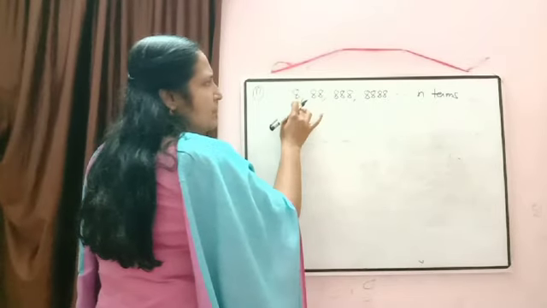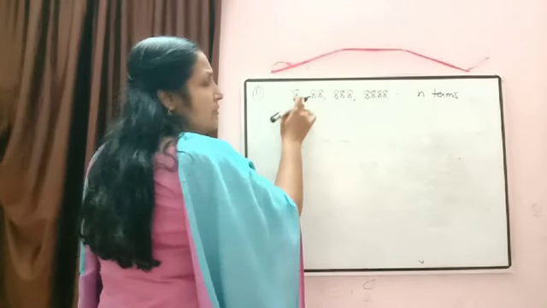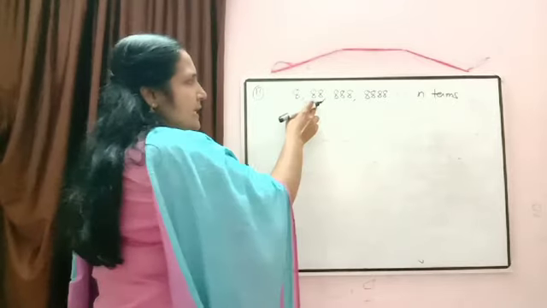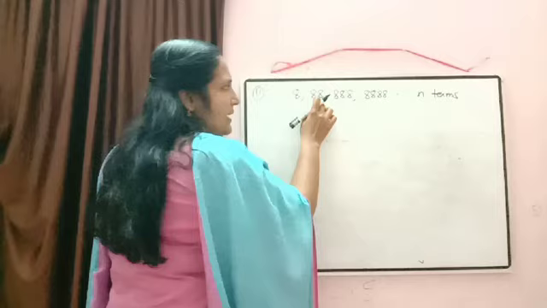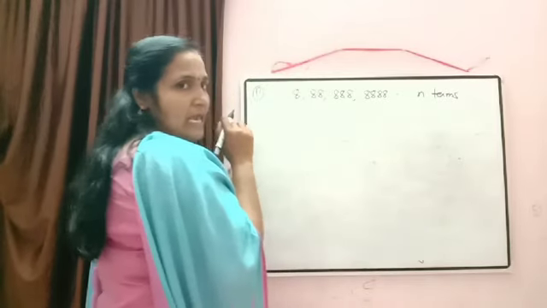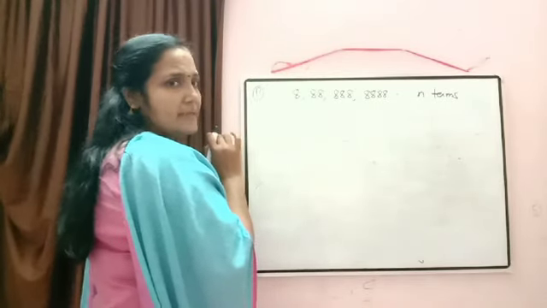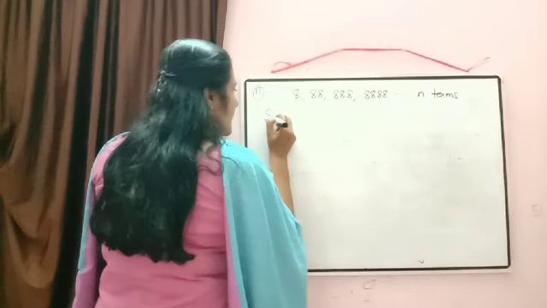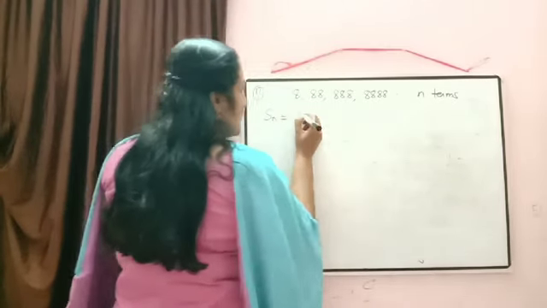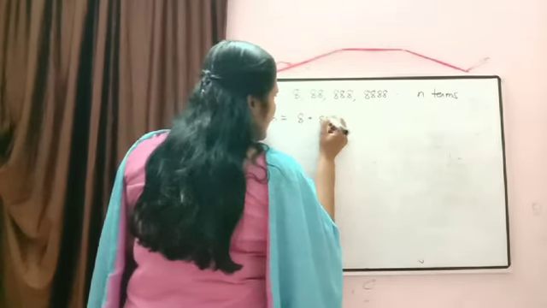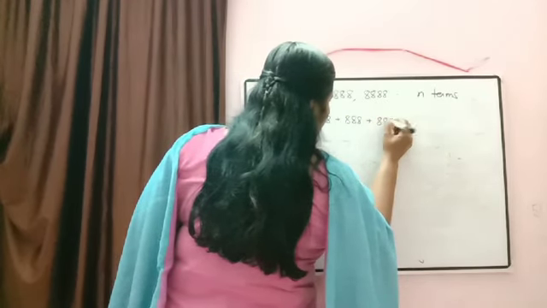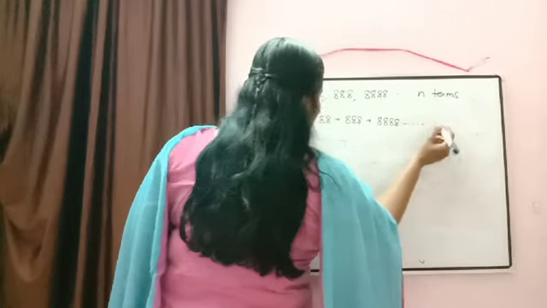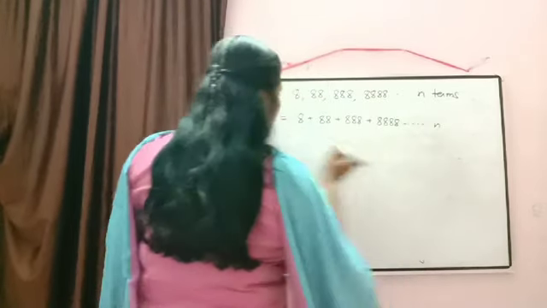At present, we know they do not form a GP, because 88 by 8 will be equal to 11, but 888 by 88 will not give you 11. So they are not in GP. So what we have to do is calculate their sum: 8 plus 88 plus 888 plus 8888 etc. up to n terms.